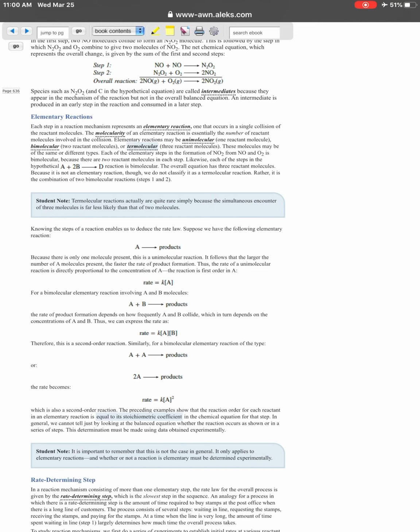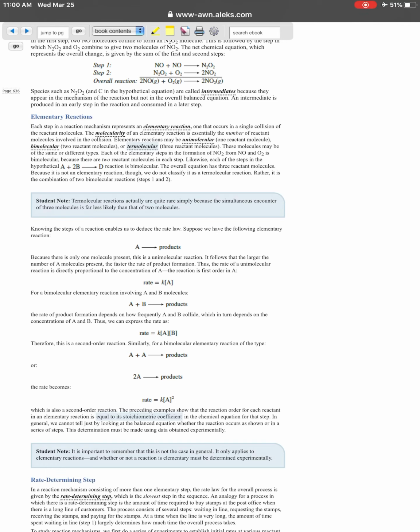Suppose we have the following elementary reaction, A arrow products. Because there is only one molecule present, this is a unimolecular reaction. It follows that the larger the number of A molecules present, the faster the rate of formation. Thus, the rate of a unimolecular reaction is directly proportional to the concentration of A. The reaction is first order in A. Rate equals k times the concentration of A.